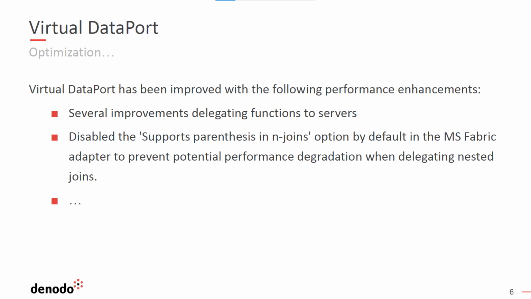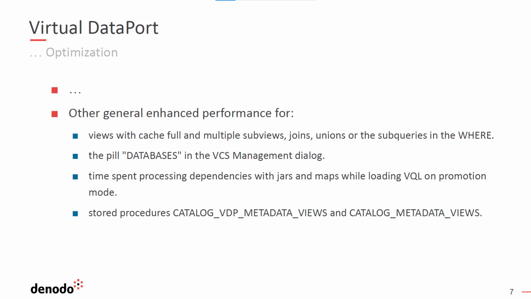In detail, the following changes have been included. Added support to delegate new functions to the data sources. It has been discovered that the option "parenthesis in endjoins" available in the MS Fabric adapter may produce performance degradation when delegating nested joins to MS Fabric, so it will be necessary to disable this option by default in this adapter. Other general performance enhancements are many improvements on cached views, joins, unions, and subqueries in Aware.